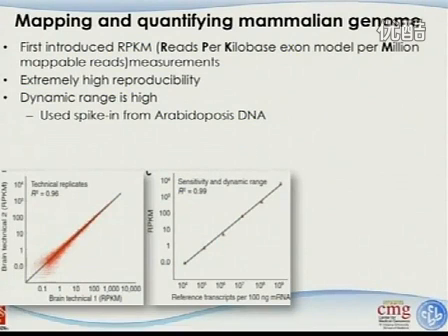But what they did here is they used the spike-in information from Arabidopsis DNA. They made sure that those DNAs are not in the mouse genome, so it shouldn't be confused with alignment issues. And then they spiked them back in at different doses.